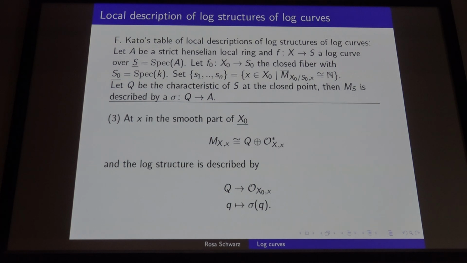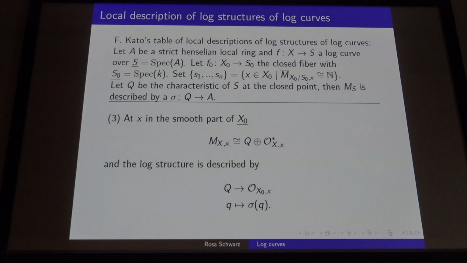And finally you have a smooth point, and there the log structure is almost trivial. It's also given by Q, and Q is the characteristic of S at the closed point. So just by the map sigma.